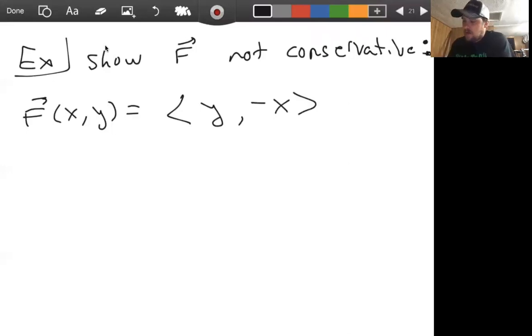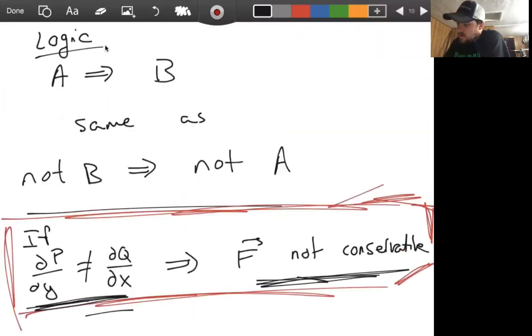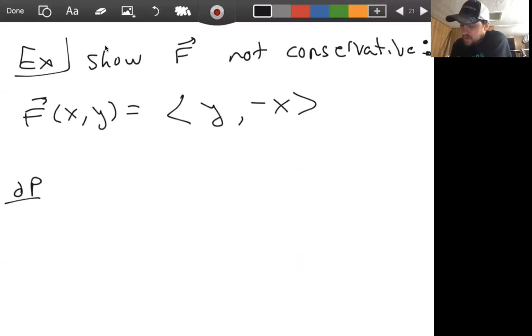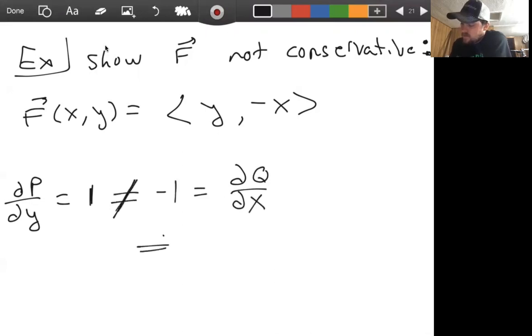y, negative x. And so what do we need to calculate? Well, let's go back to our altered version of the statement of the theorem in 2 dimensions. If these cross partials are not the same, then F is not conservative. So we need to calculate the partial derivative of P with respect to y, and the partial derivative of Q with respect to x. Partial derivative of P with respect to y is 1. Partial derivative of Q with respect to x is -1, and these are not equal. So this implies that F is not conservative.